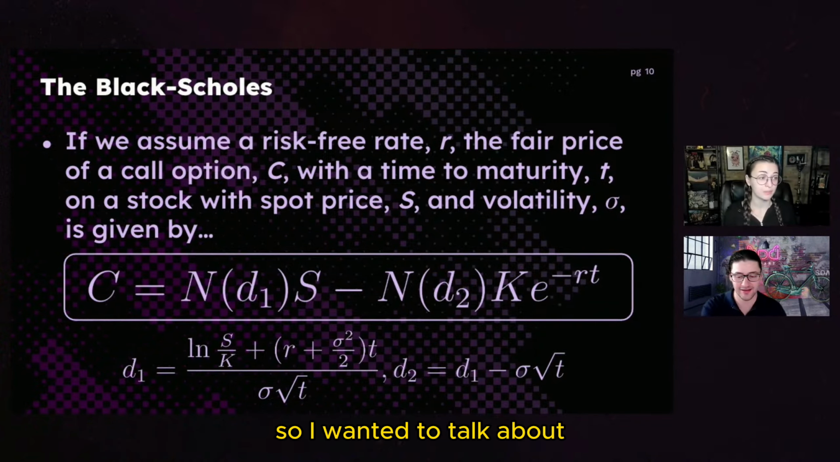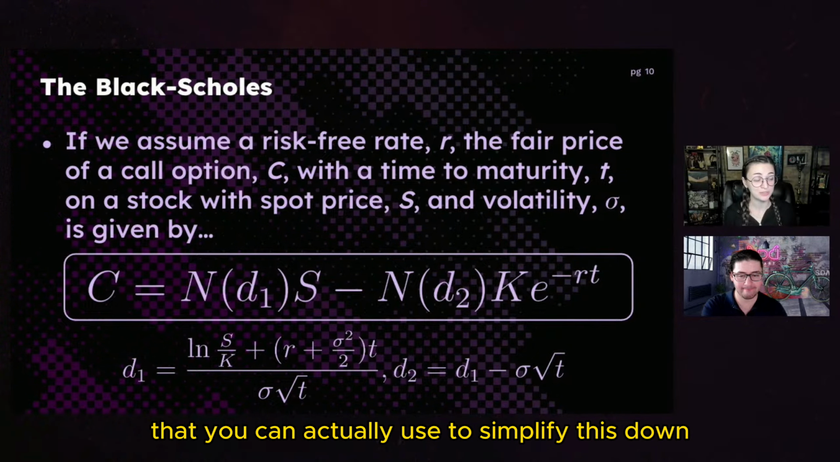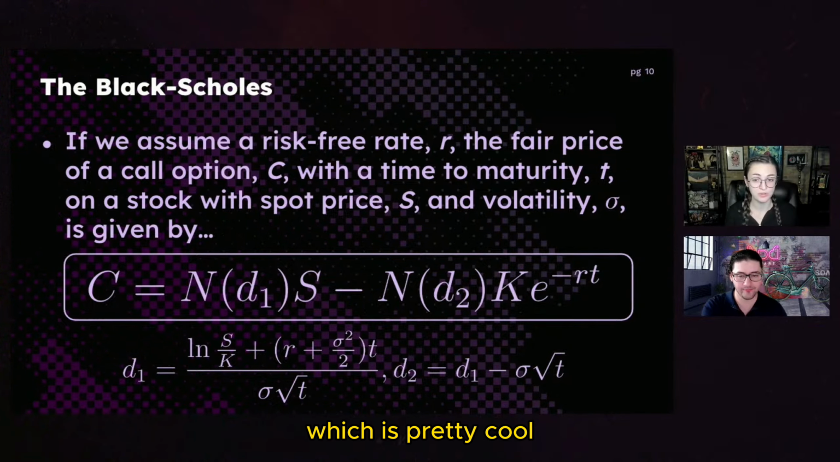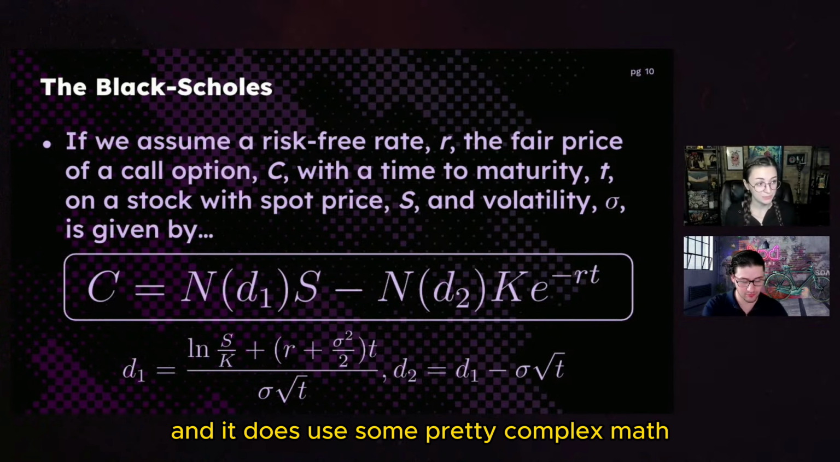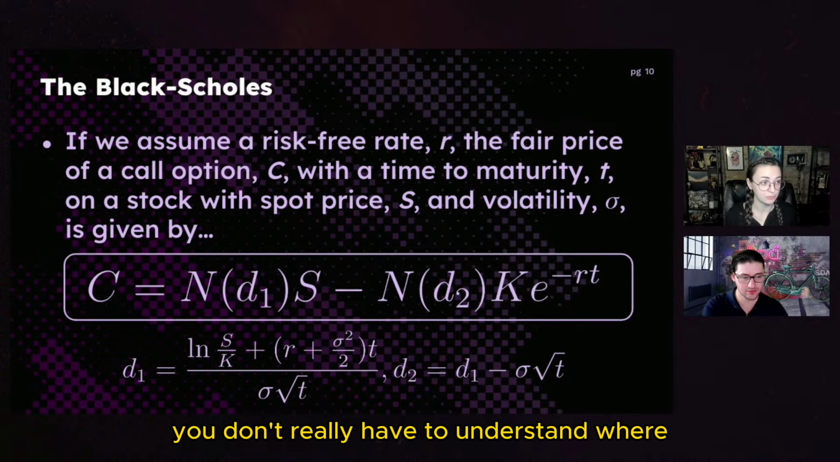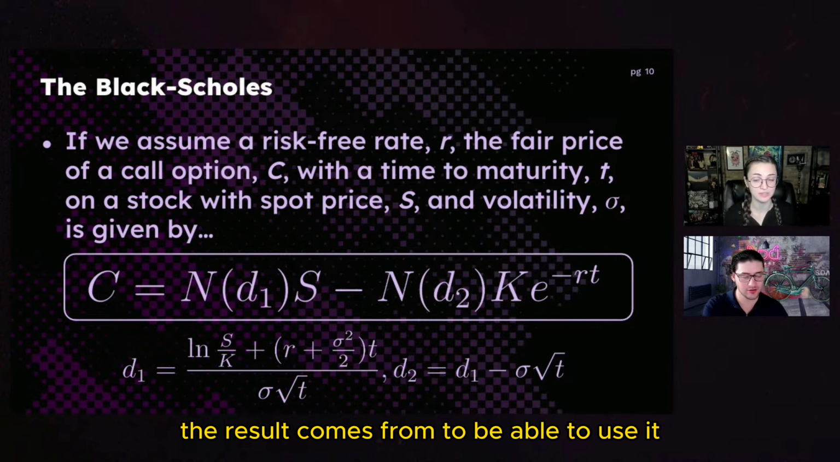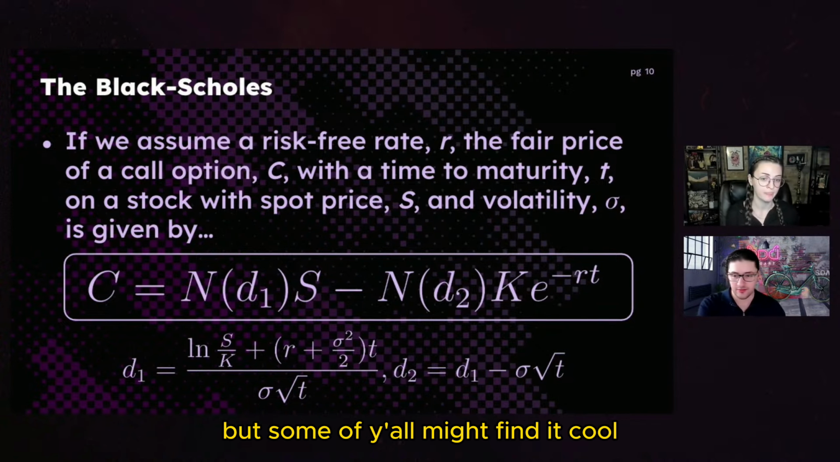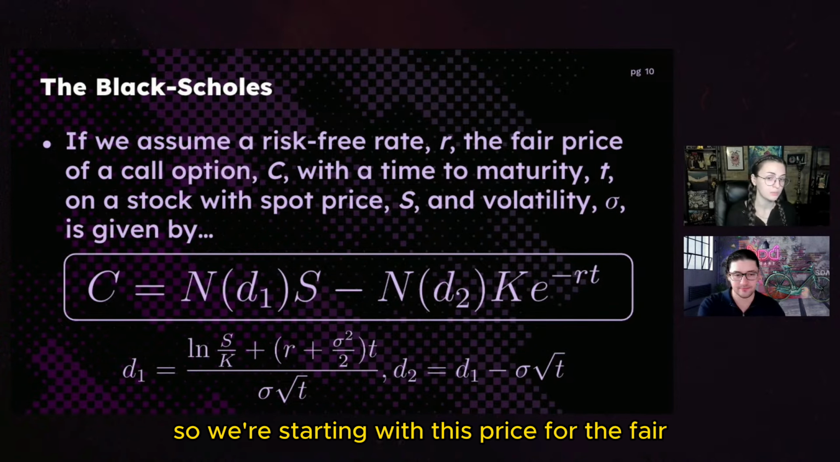So I wanted to talk about the methods that you can actually use to simplify this down, which is pretty cool. And it does use some pretty complex math, which is why I'm saying that you don't really have to understand where the result comes from to be able to use it. But some of y'all might find it cool. So we're starting with this price for the fair call option, and we can start by making some assumptions to reduce this down a little bit.